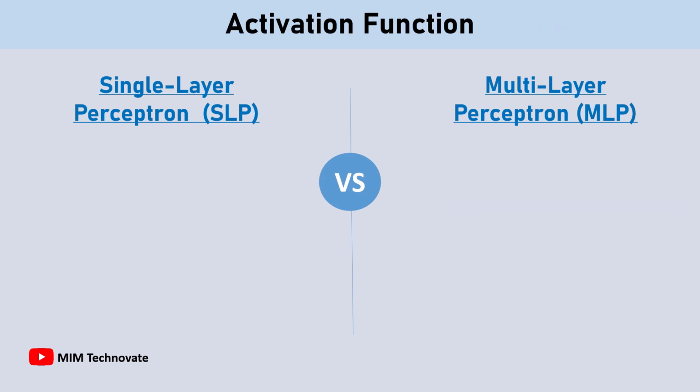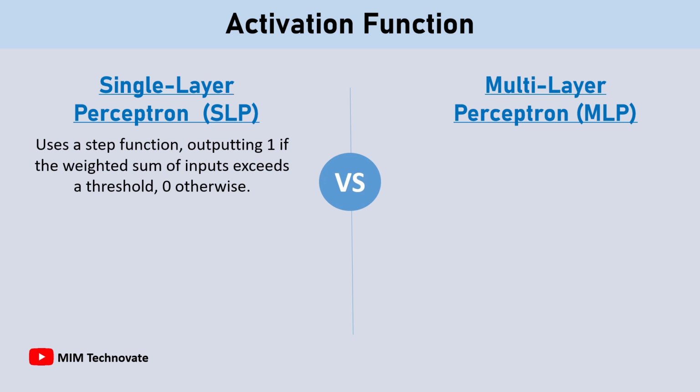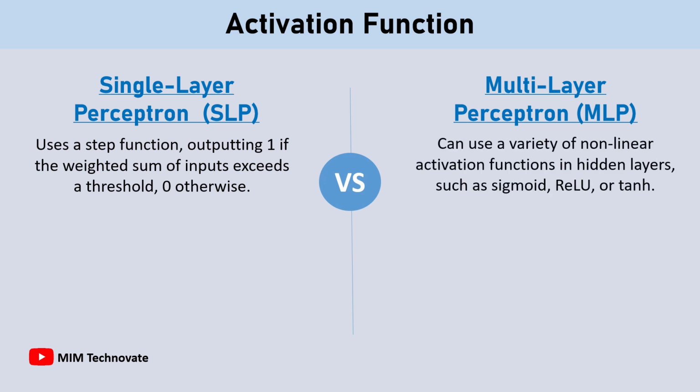Activation function. SLP typically uses a step function, outputting 1 if the weighted sum of inputs exceeds a threshold, 0 otherwise. While MLP can use a variety of nonlinear activation functions in hidden layers, such as sigmoid, ReLU, or tanh.